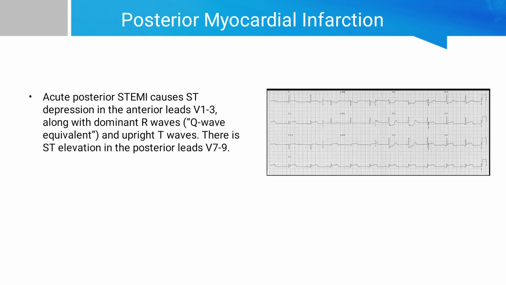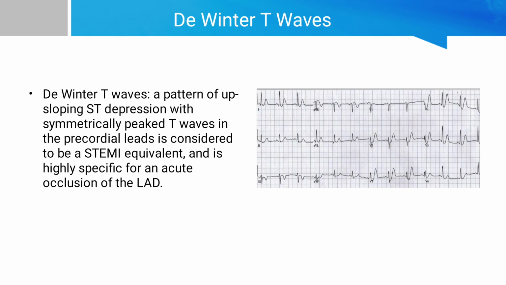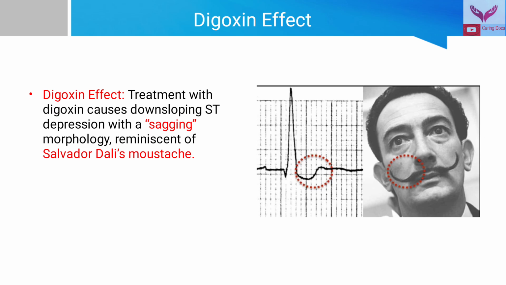Posterior myocardial infarction. The acute posterior ST elevation MI causes ST depression in the anterior leads, that is V1 to V3, along with dominant R waves, that is Q wave equivalent, and upright T waves, and there is ST elevation in the posterior leads, that is V7 to V9. The De Winter T waves is a pattern of upsloping ST depression with symmetrically peaked T waves in the precordial leads, and it is considered to be an ST elevation equivalent, and it is highly specific for acute occlusion of the left anterior descending artery.